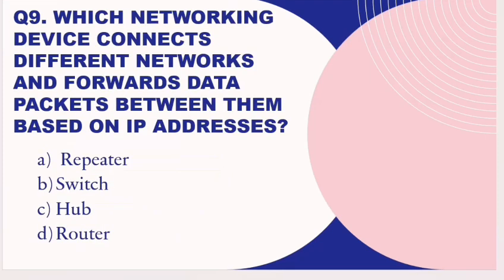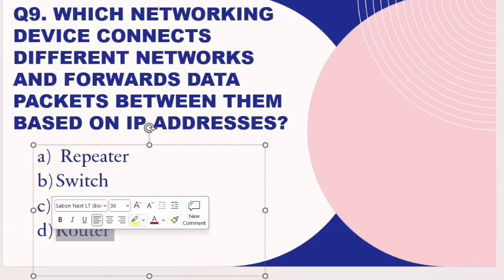Moving on to our next question, question number 9. Which network device connects different networks and forwards data packets between them based on their IP addresses? Option A repeater, option B switch, option C hub, option D router. I hope you all have guessed the answer right. The right answer for this is router.